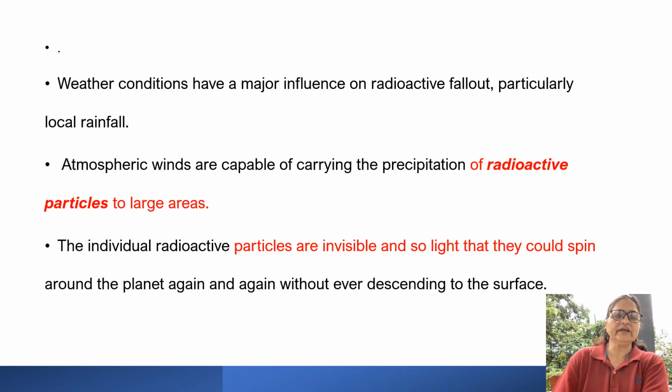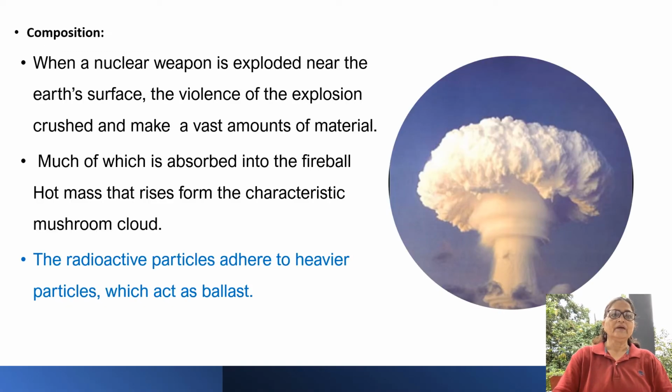The individual radioactive particles are invisible. They are so light that they can spin and spin in the atmosphere around the planet, whereas the heavier and larger particles fall down earlier onto the Earth's surface. When a nuclear weapon is exploded near the Earth's surface, the violence of the explosion crushes and vaporizes a vast amount of material. Here you can see a mushroom-like formation of the nuclear blast, much of which is absorbed into the fireball, the upper part, and the hot mass that rises forms the characteristic mushroom cloud.